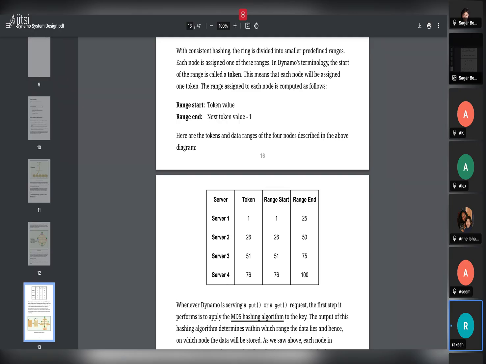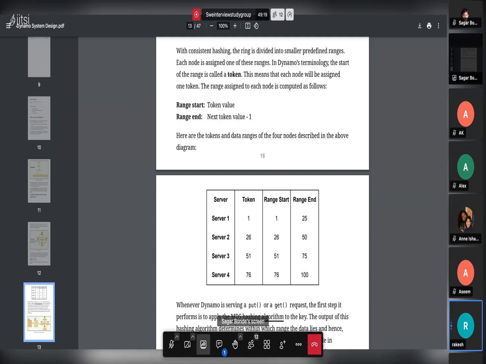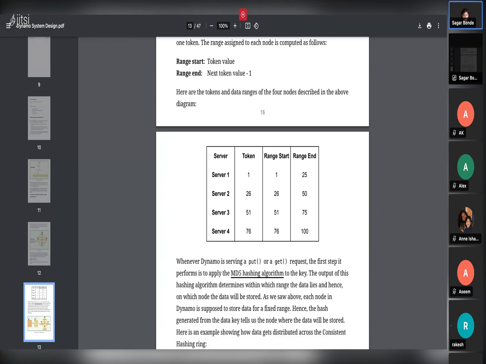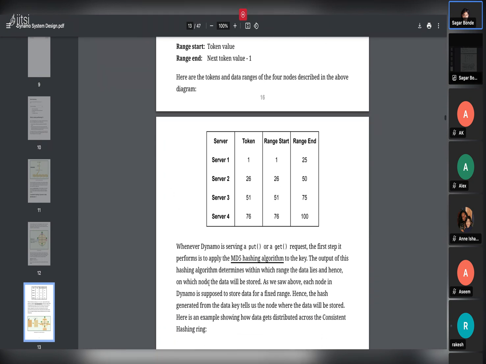Okay, can we go down? So here token is kind of the key here. Whatever we were referring to as key is called a token. Token, right? Okay, can we go down?